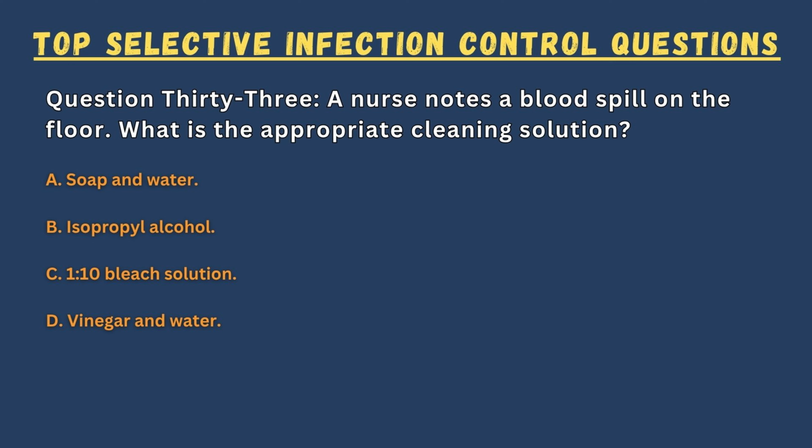Question 33. A nurse notes a blood spill on the floor. What is the appropriate cleaning solution? A. Soap and water. B. Isopropyl alcohol. C. 1:10 bleach solution. D. Vinegar and water. Answer: C. 1:10 bleach solution.